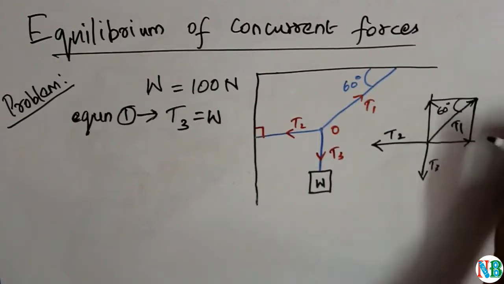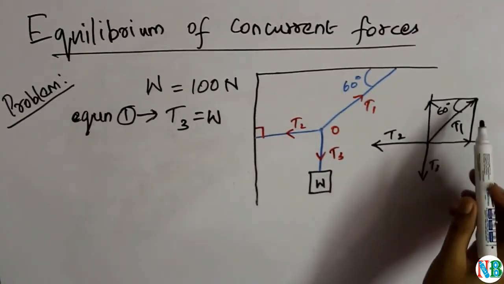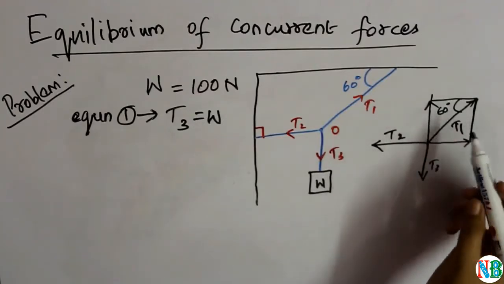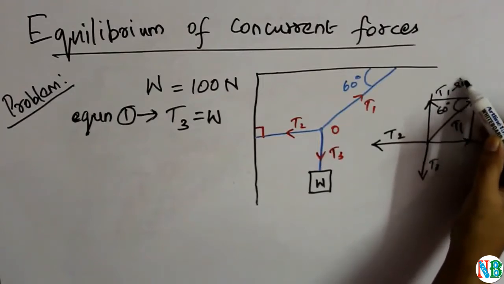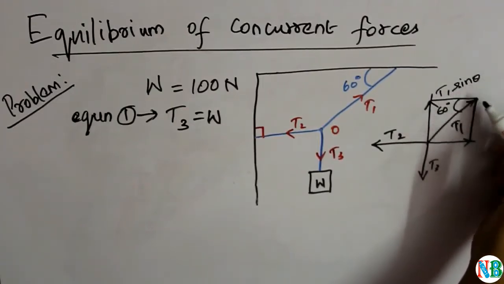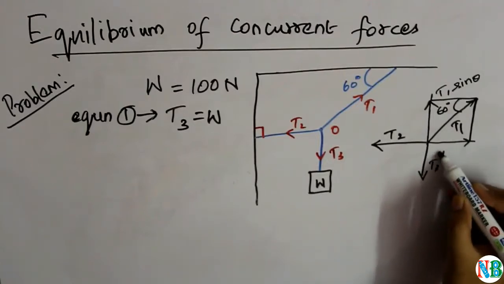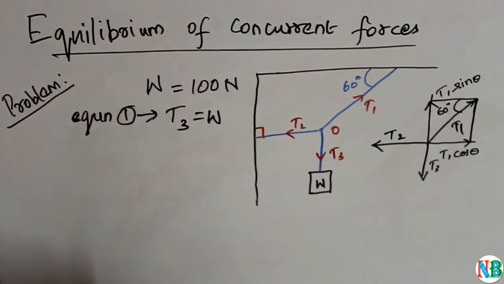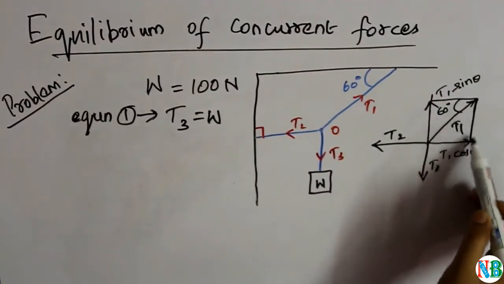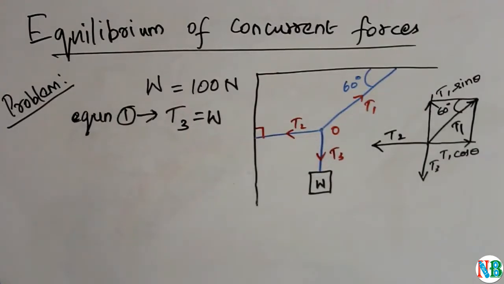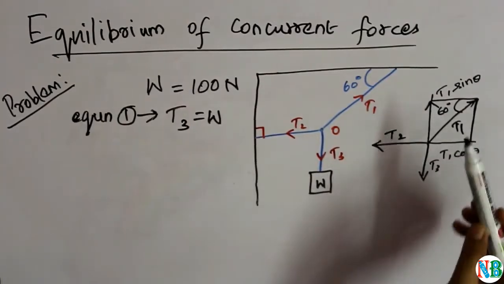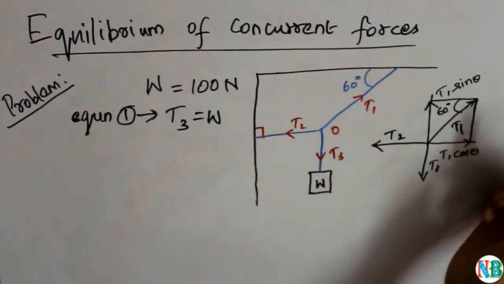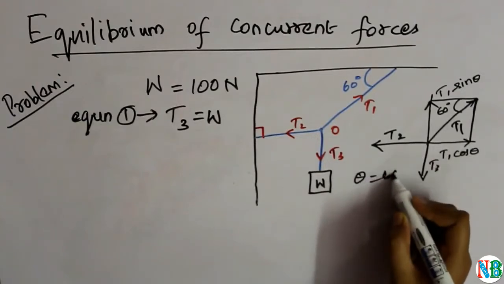And T1 is the tension of the rope that is connected to the ceiling at a 60-degree angle. The vertical component of this T1 is T1 sine theta, where theta is equal to 60 degrees, and the horizontal component is T1 cos theta. Now we are going to find the tension of the first rope, that is T1. Here the vertical component is T1 sine theta, whereas the horizontal component is T1 cos theta. Here theta is equal to 60 degrees.